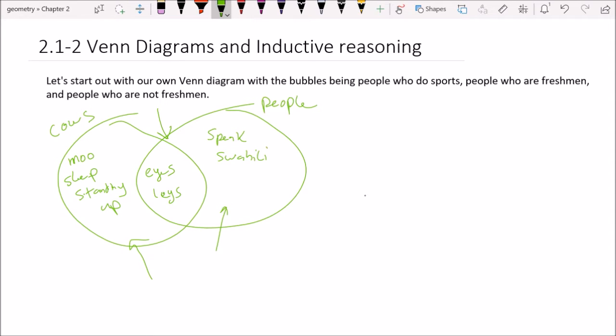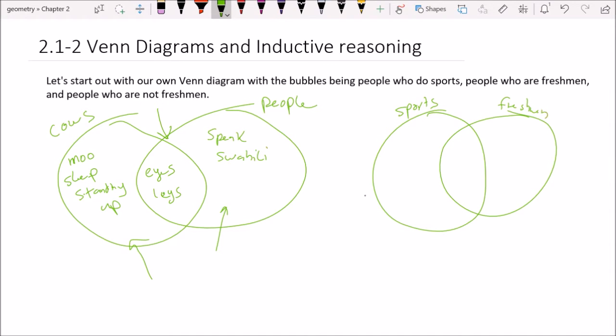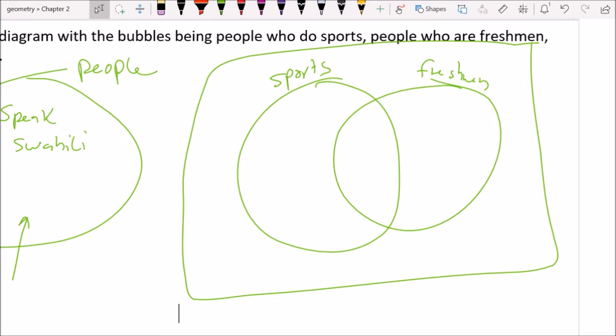So let's do another example. In this one, we will have people who play sports, and people who are freshmen. And then usually we put a box around the outside. And so here's what I want you to think about. Depending on the location here, what does it mean? If a person came up and wrote their name in here, like James, what do we know about James? James is inside of the freshman bubble, so James is a freshman. And James is inside the sports bubble, so James plays sports.